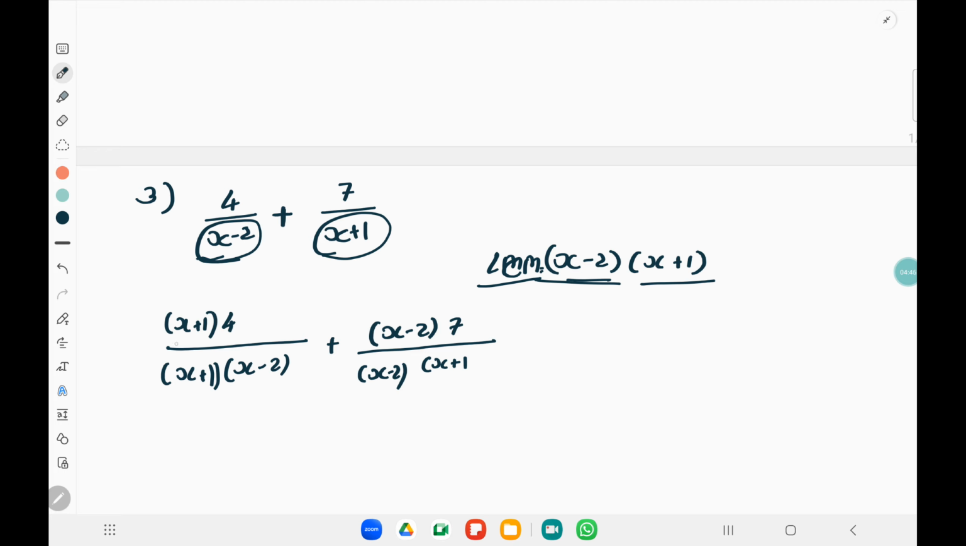Now here we expand the bracket. So x times 4, 4x, 1 times 4, 4. Here we have to expand two brackets. So x times x, x square.